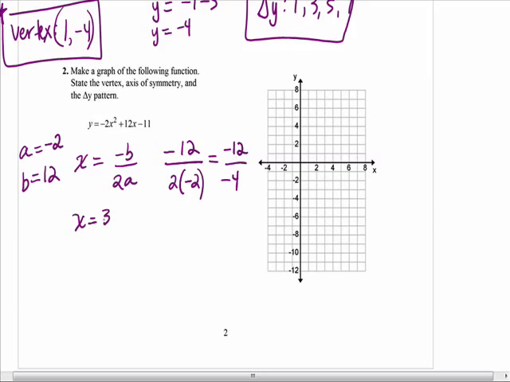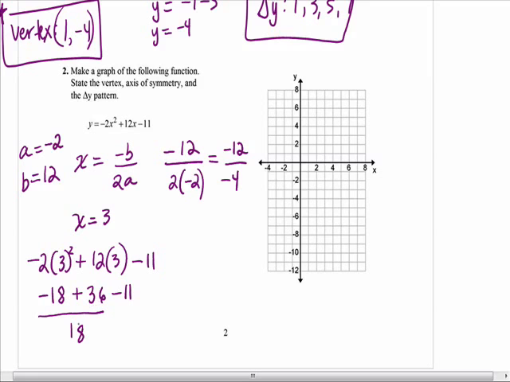3. Now we need to plug it in and watch your order of operations. Negative 2 times 3 squared, plus 12 times 3 minus 11. So follow order of operations. 3 squared is 9. 9 times negative 2 is negative 18. 12 times 3, 36. Minus 11. Make sure you do your addition from left to right. We're going to do this one first. Negative 18 plus 36 is positive 18.